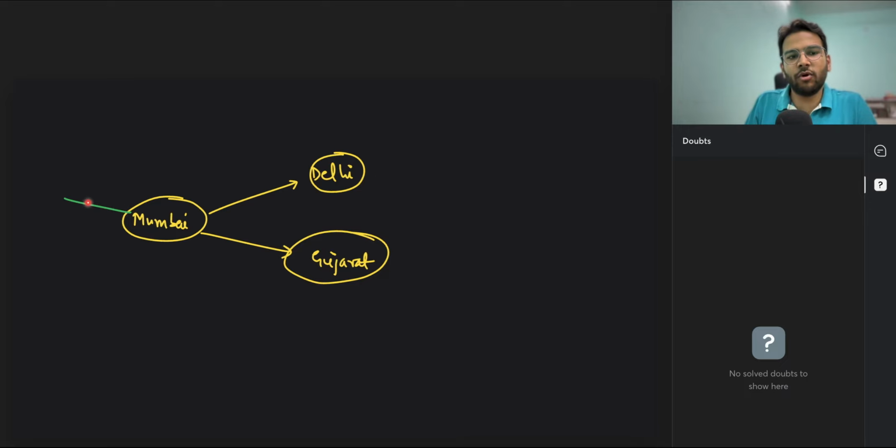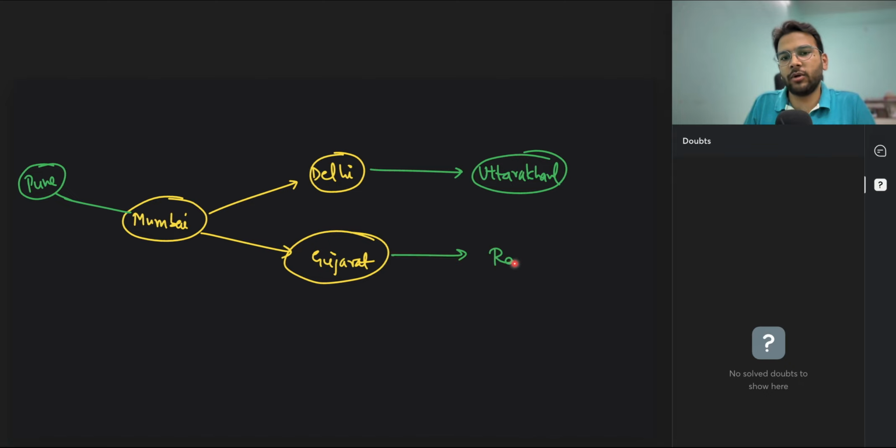So let's say before Mumbai, maybe you are coming from Pune. So from Pune, you go to Mumbai. And then from Delhi, maybe you are going to, let's say, Uttarakhand. And then from Gujarat, maybe you are going to Rajasthan. And then let's say from Uttarakhand, you are going to Rajasthan.